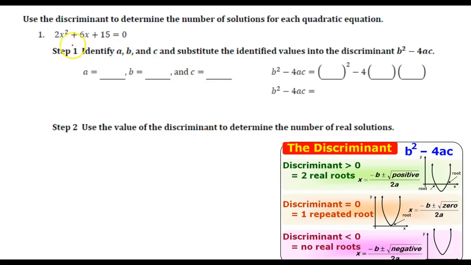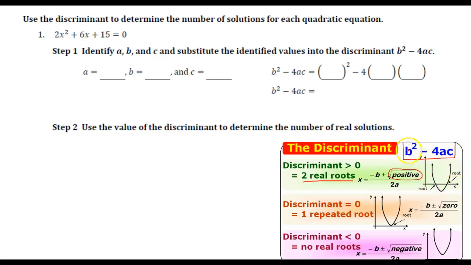So in your packet, the first thing they ask you to do is use the discriminant to determine the number of solutions for each quadratic equation. This is something I pulled from the internet just to give you a visual. We use our discriminant, which is taking our b value and squaring it and taking away 4 times our a value times our c value. Let's say we work that out and we get a positive. We will have 2 real roots, so our parabola graph will hit the x-axis at 2 places.